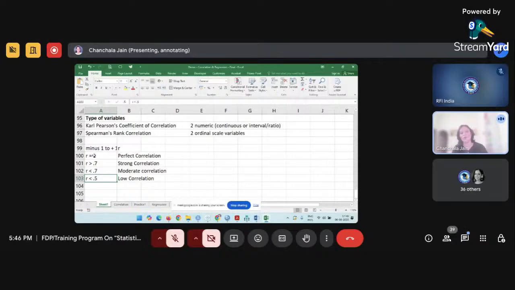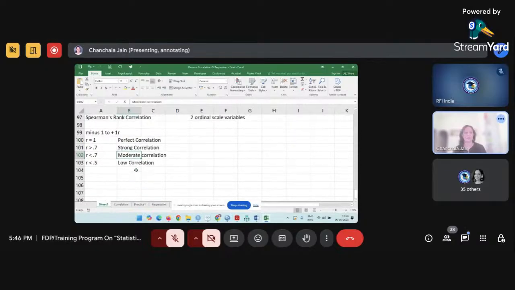According to the symbols of the R value, you can write perfect positive, perfect negative, strong positive, strong negative, and likewise, right? You need to see this symbol because it will indicate the direction of the relationship, whether it is a positive relationship or a negative relationship. So the sign is very important here. Interpret plus or minus, right? And then according to the value, the magnitude, you will comment on strong, moderate, or low. Is it clear?